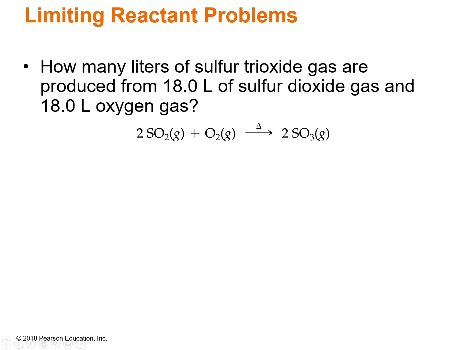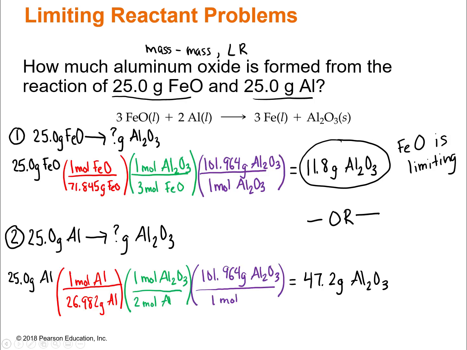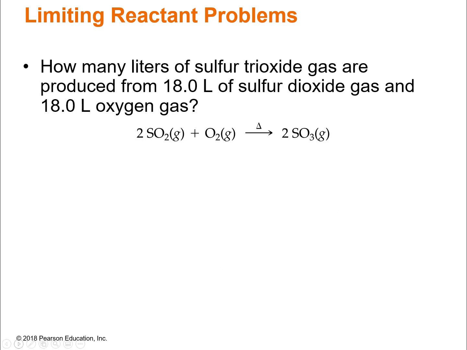Let's try one more. This time, it's a volume to volume question along with limiting reactant. I'm going to let you try it. I'll give you 5 minutes. When I go forward, you'll go through the whole process yourself. You'll do 2 volume to volume questions, and whichever one makes the smallest amount, that's how much you'll make. You can put your answer in the chat or just wait for me to throw it up.